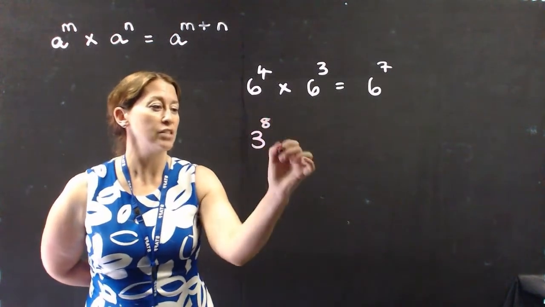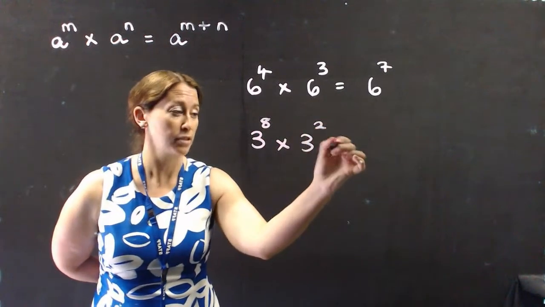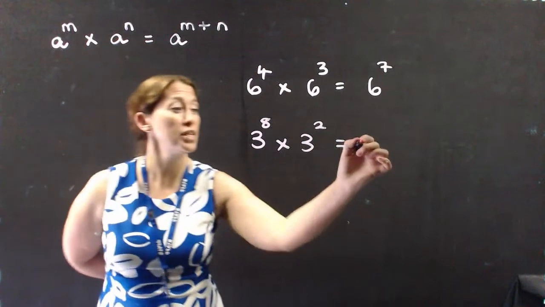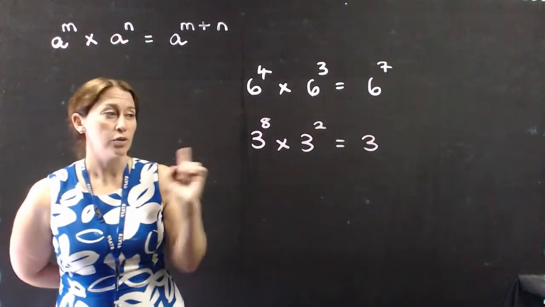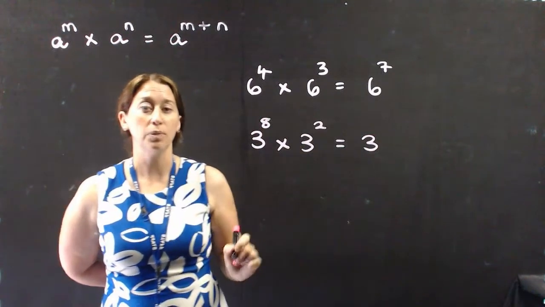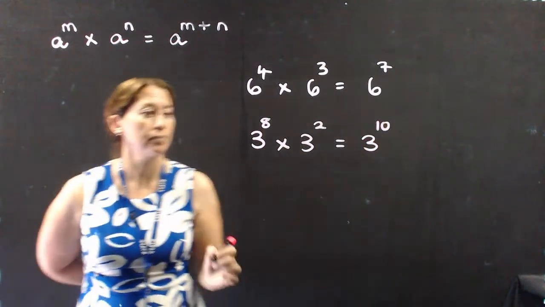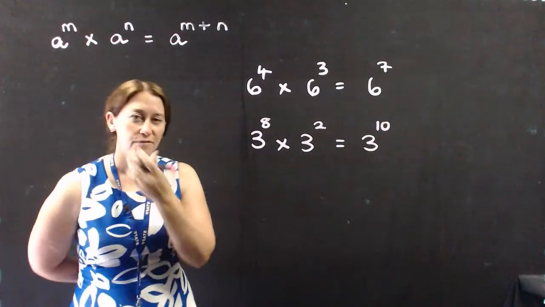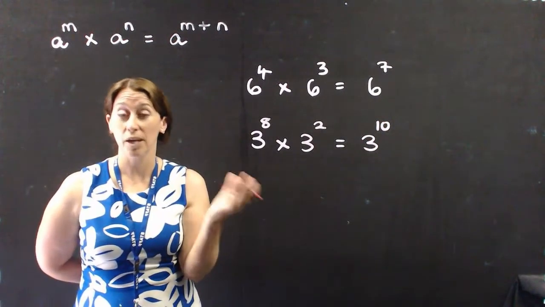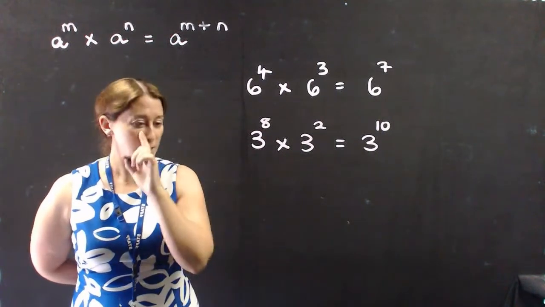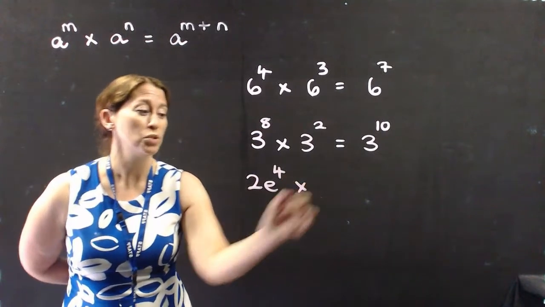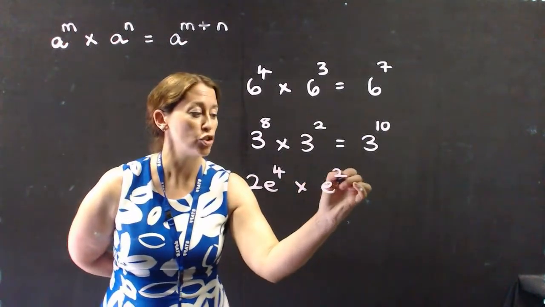3 to the power 8 multiplied by 3 squared. Are the bases the same? Yes, they are. So our answer will contain a base of 3, and all we have to do is simply add together the powers. 8 plus 2 is 10. Now, where people can get confused is when there's a coefficient multiplying by a base to an index. So let's give an example. 2e to the power 4 multiplied by e to the power 2.